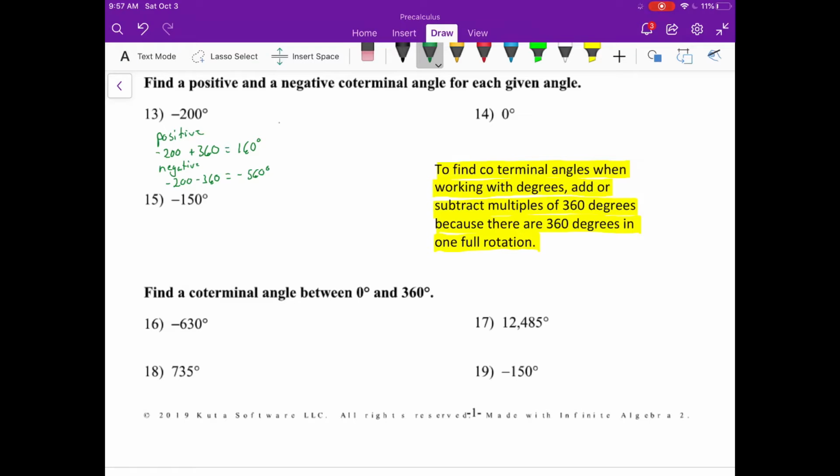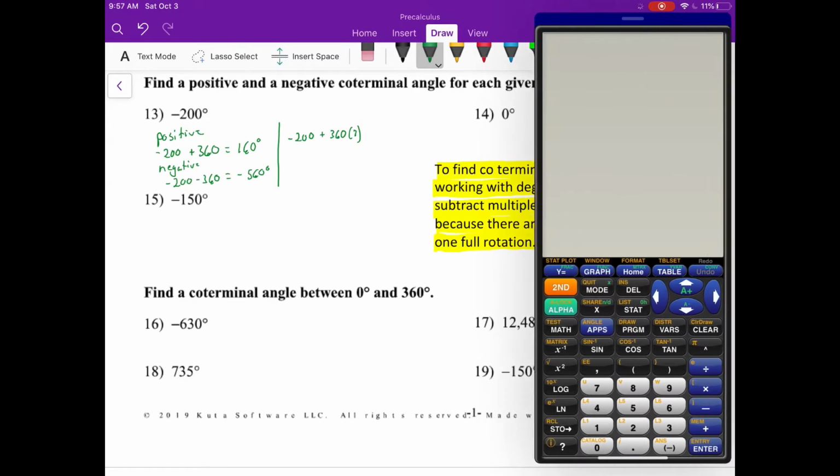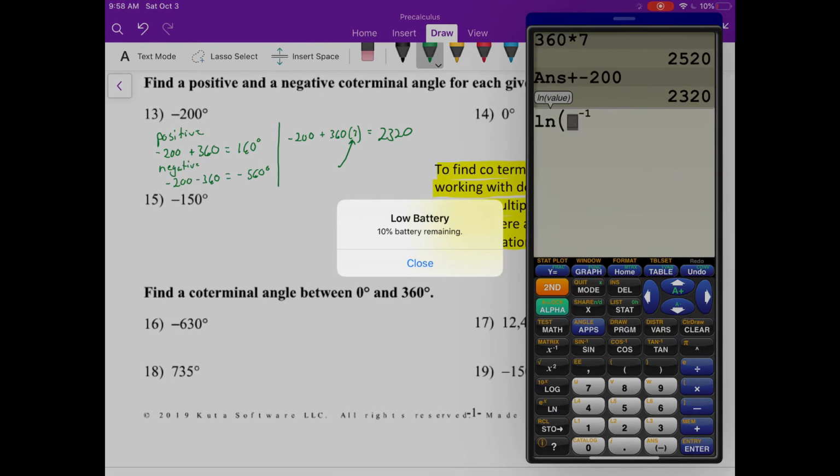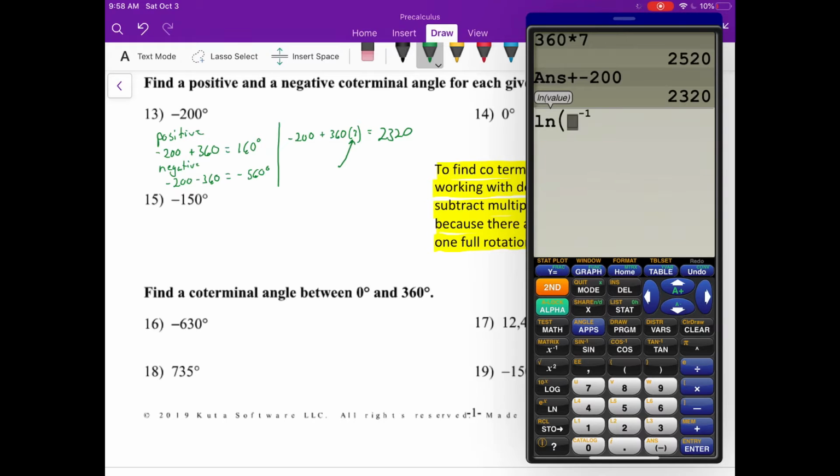Now, a little bit extra here, we could have added or subtracted any multiple of 360. So we could have added 360 times 7, because that's 7 rotations. It's not the most obvious or the easiest to calculate, but we could take 360 times 7, which is 2,520 degrees. That's 7 rotations. We could add that to negative 200, and we would get another coterminal angle of 2,320. So again, not needed, but just showing you could do other things there. So really for this 7, we could put any number in there, and we could find a coterminal angle.